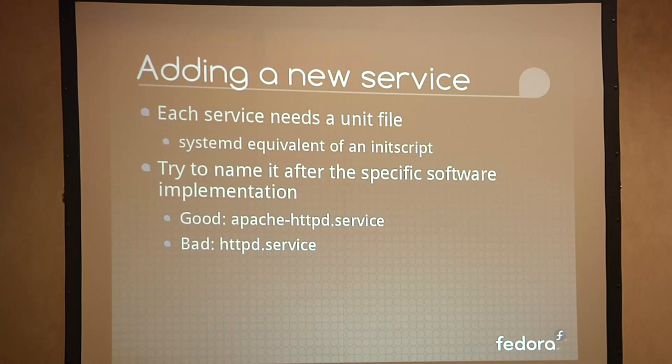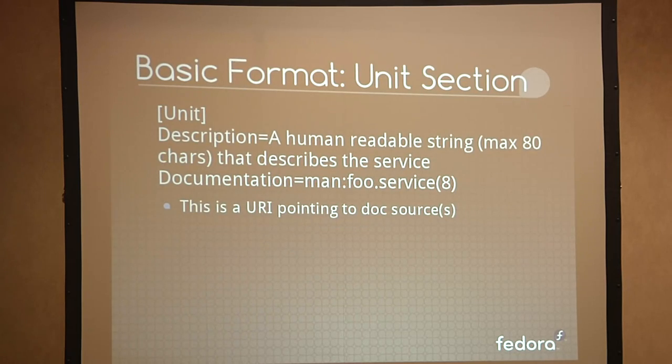So inside of this unit file, we have three different sections. The first is the unit section. And I'm doing a very minimal service to get across the point of how simple this is to make. This is a fully functional service for a general case. You start by using your unit bracket, and then you give a description, which is a human readable string, max 80 characters, that describes the service. This is something you will see if you query it and say, what the heck is that thing that's running?